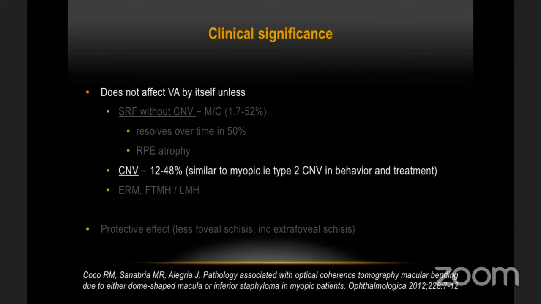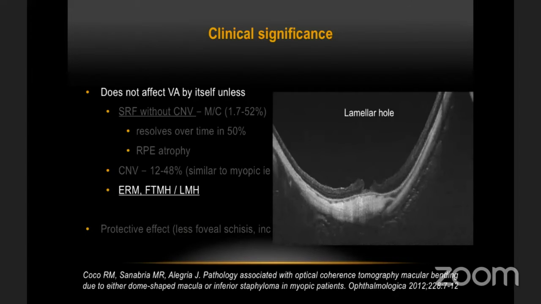Now, the associated myopia can also cause a CNV, a type 2 most commonly in association with the DSM. And finally, you can get lamellar holes or ERM or even full thickness macular holes.